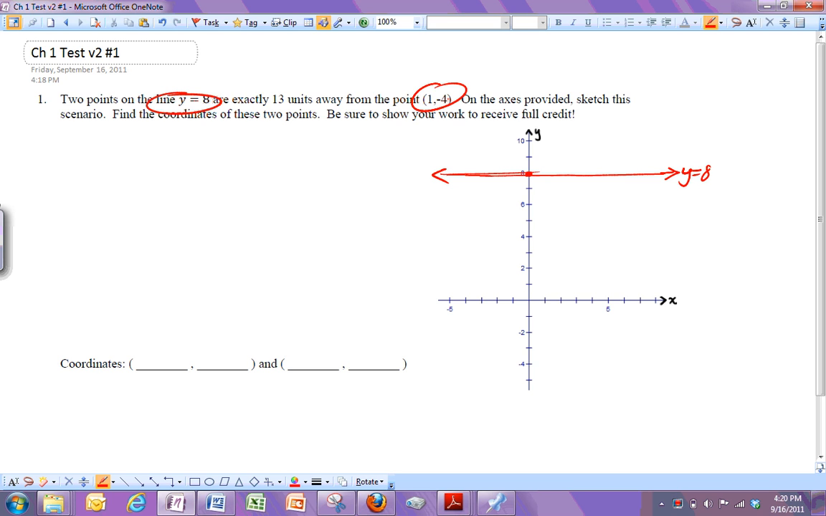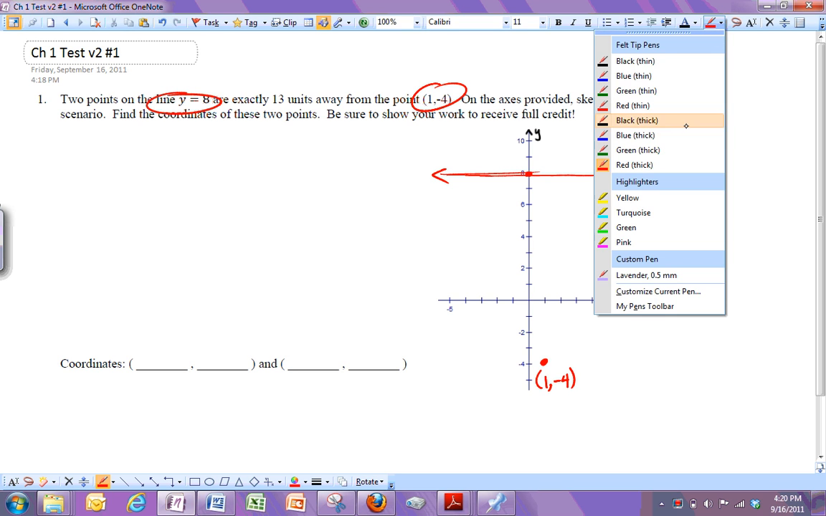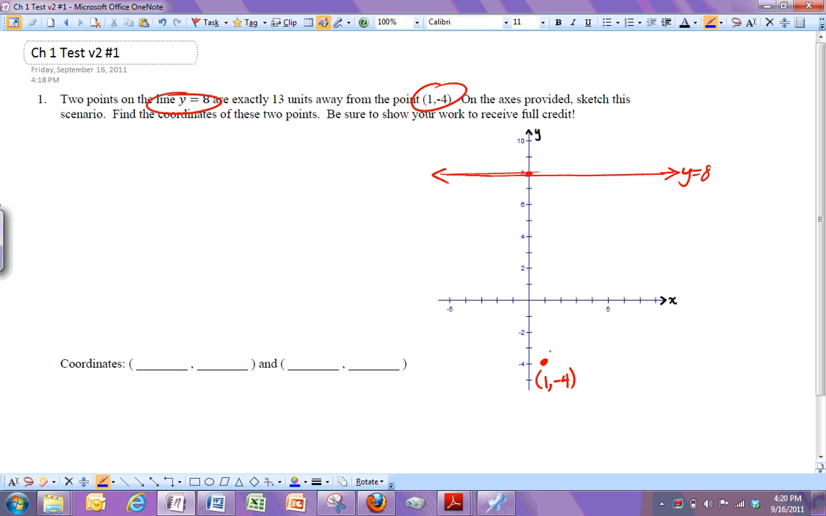Then I've got this point, (1, negative 4). So here's x equals 1, drop 4 units, (1, negative 4). Okay. And I've got to be 13 units away from this point down here and on that line. So, first step, which we've done in problems like this, is to figure out, well, if I go straight over to the line, so in this case, straight up.